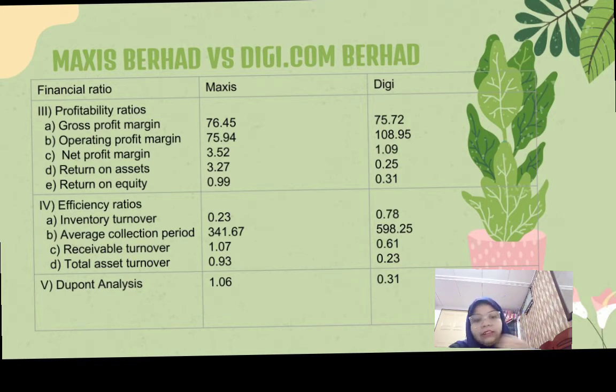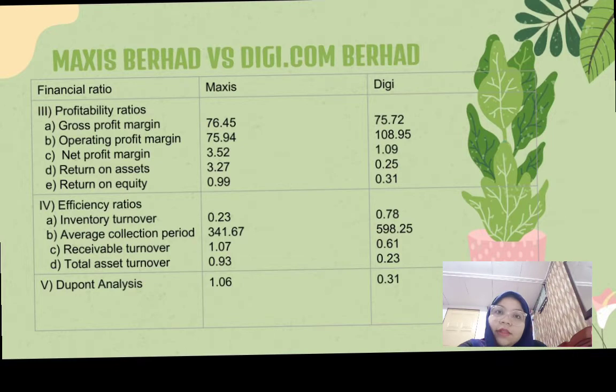Net profit margin for Maxis gets a value of 3.52, while DiGi gets a value of 1.09. This shows Maxis is able to measure how much net income or profit is generated as a percentage of income. Net profit margin describes how much of the revenue per dollar a company collects translates into profit.